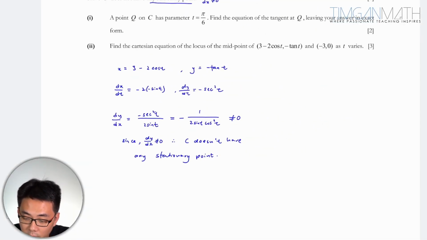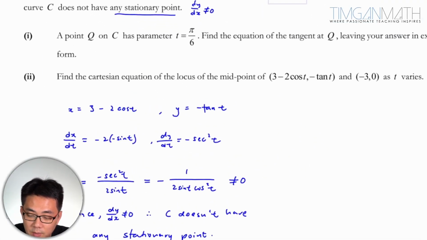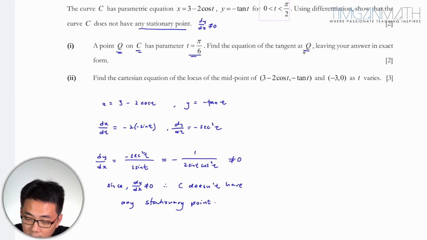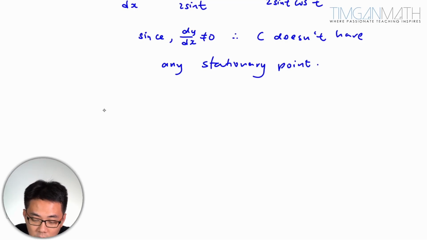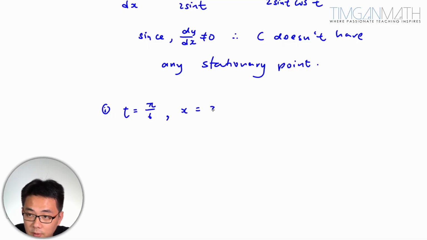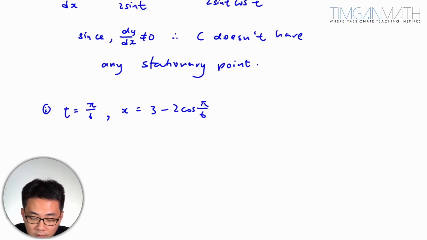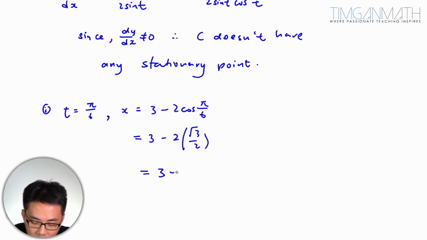Okay, then let's look at part 2. A point Q has parameter t equals pi over 6. Find the equation of the tangent at Q, leaving your answer in exact form. At t equals pi over 6, what we need is x. We need to find x equals 3 minus 2 cosine pi over 6. This is exact form. So how do we find it? This is cosine 30, which is root 3 over 2. So this gives us 3 minus root 3.